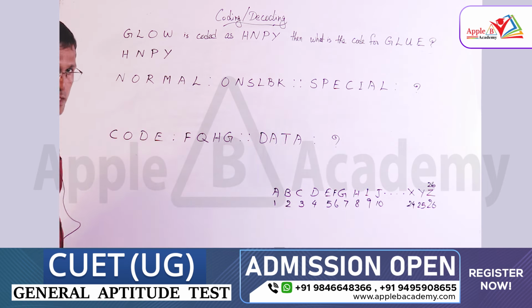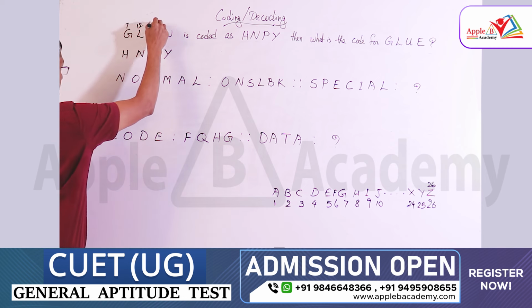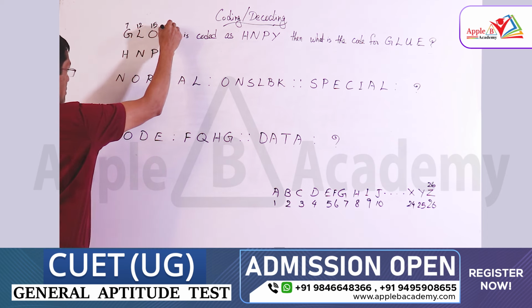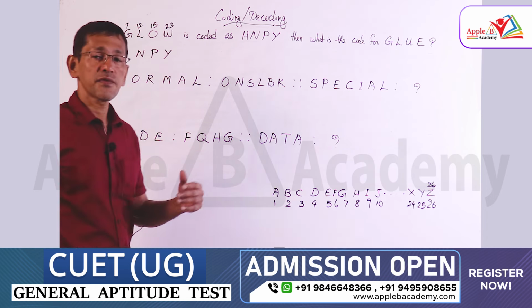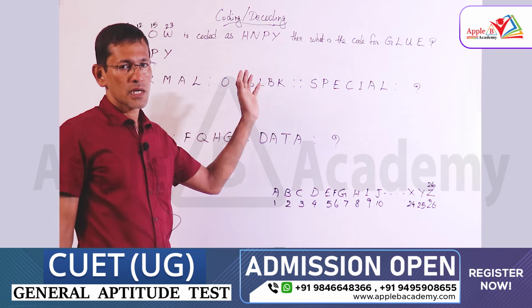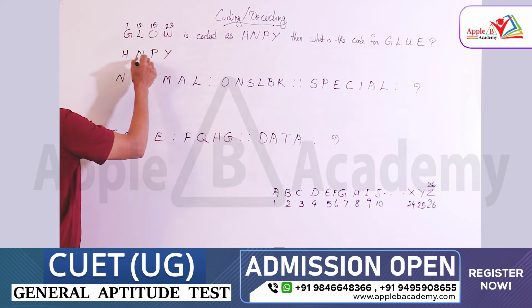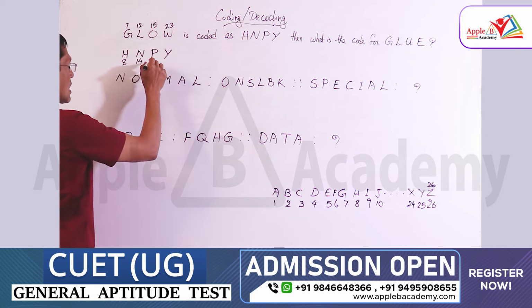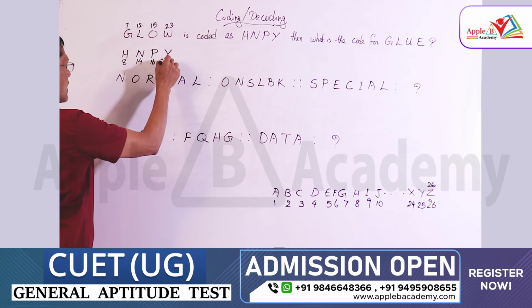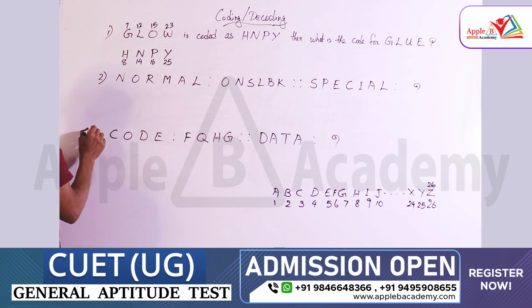Now, what is G? G is the 7th letter, L is the 12th letter, O is 15, and W is 23. So you need to be familiar with the position values of letters, and it's easy for you to deal with coding and decoding questions once you are familiar. Then H, N, P, Y: H is position value 8, N is the 14th letter, P is 16, and Y is 25. So this is question number 1, this one I mark as question number 2, and this one as question number 3.